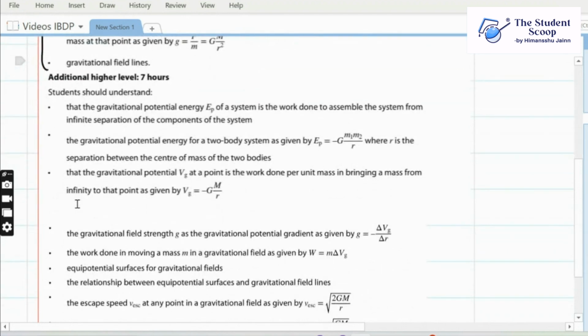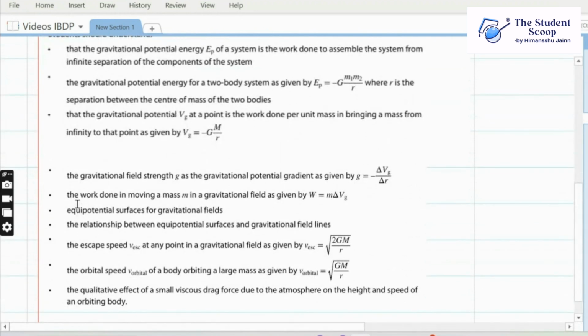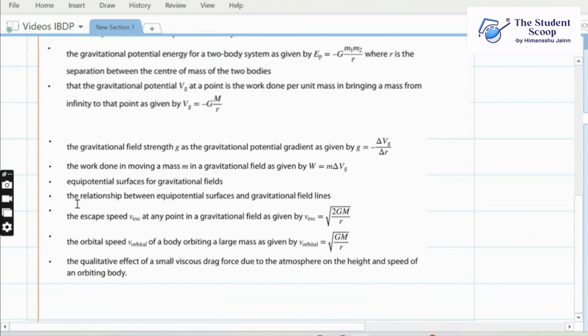Now we are going to focus more on the HL part. What we are expected to know is gravitational potential energy and how work is done to assemble masses from infinite separation. We need the gravitational potential energy definition, like work done per unit mass bringing a mass from infinity to that point. Similarly, we should know the gravitational field strength, how it can be calculated from the gravitational potential. Then we need to know work done to move a mass in a gravitational field. We have equipotential surfaces and some energy relationships like finding escape velocity and orbital velocity, and the qualitative effect of small viscous drag force due to the atmosphere on the height and speed of an orbiting body.